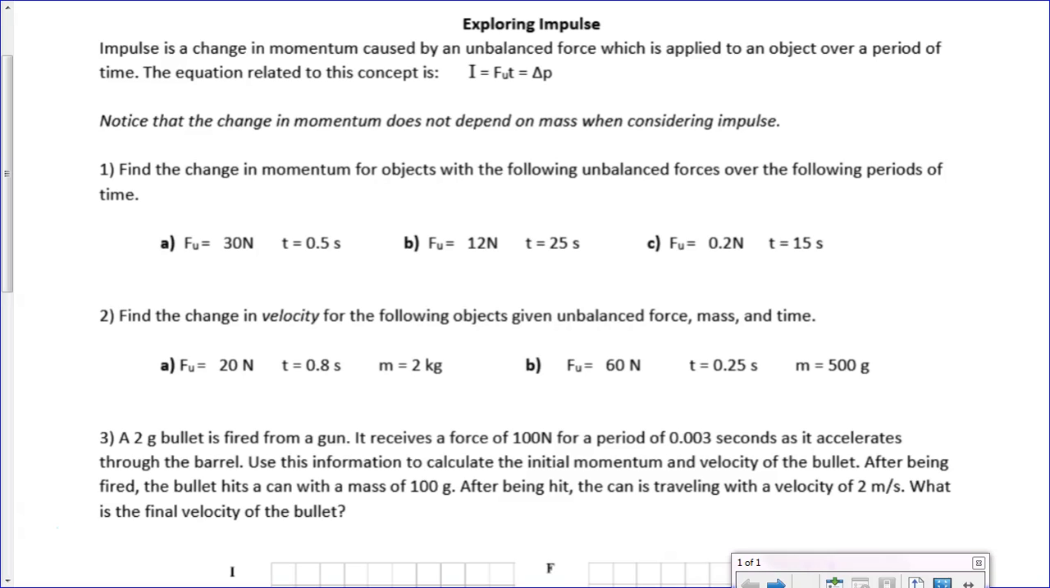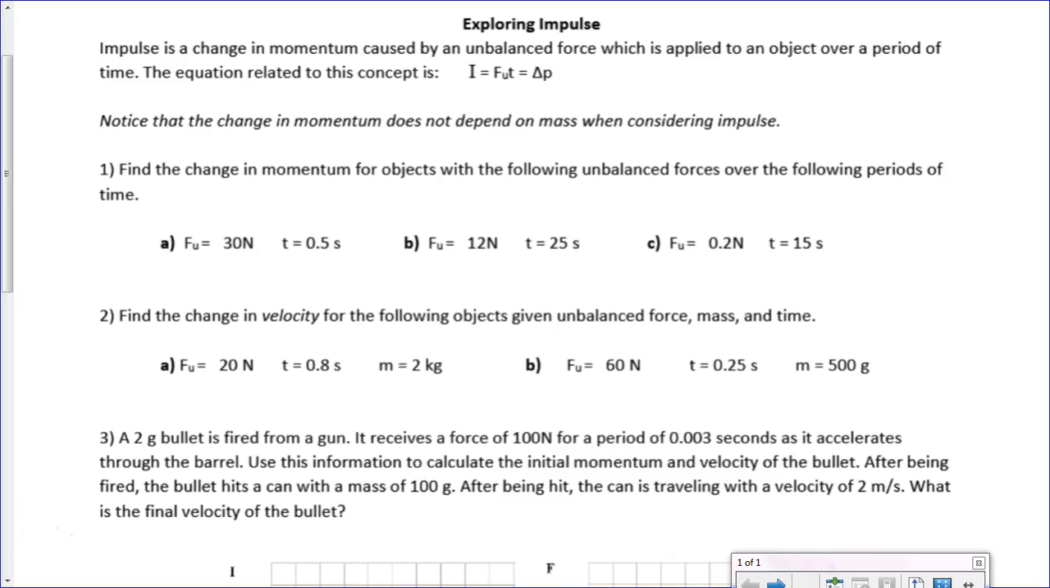Impulse equals unbalanced force times time, which is the same as change in momentum. And so when we're going through this, we'll be talking about things in that regard. So the first one here, problem number 1 should be pretty basic. It's saying just find the change in momentums for these different objects.